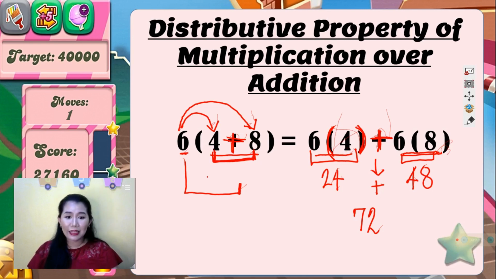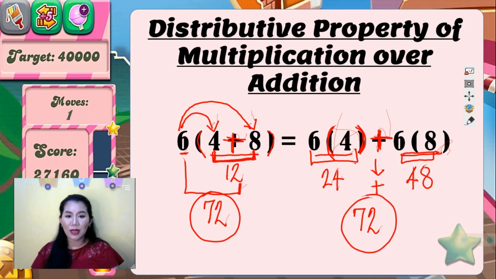Now, check natin yung nasa kaliwa. Okay? 4 plus 8 is equal to what? 12. Okay? And then, yung 12, i-times mo ngayon kay 6. Okay? So, times. Kasi, yan yung operation natin, o times. 12 times 6 is 72. So, you see, ang sagot natin ay parehas na 72. So, yun yung ibig sabihin ng distributive property of multiplication over addition.